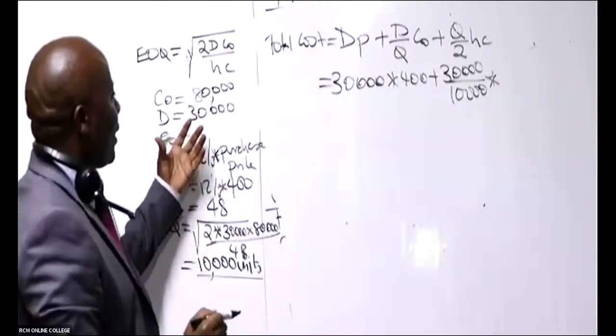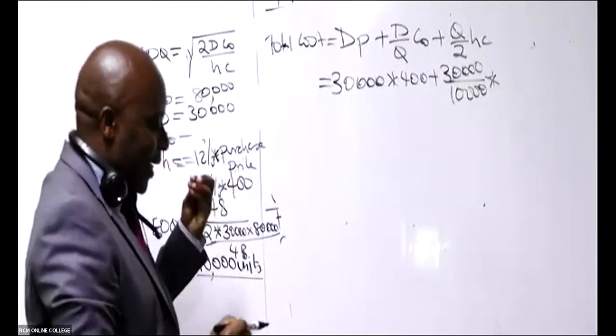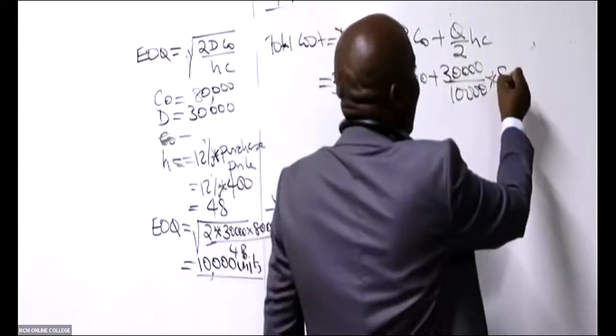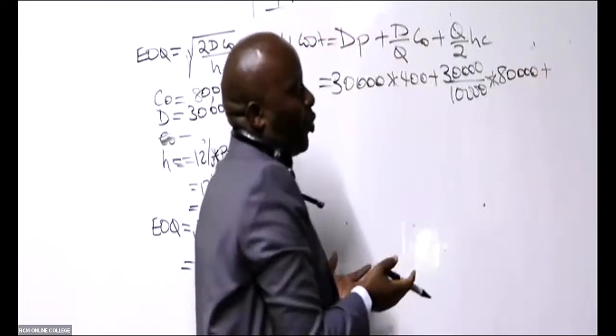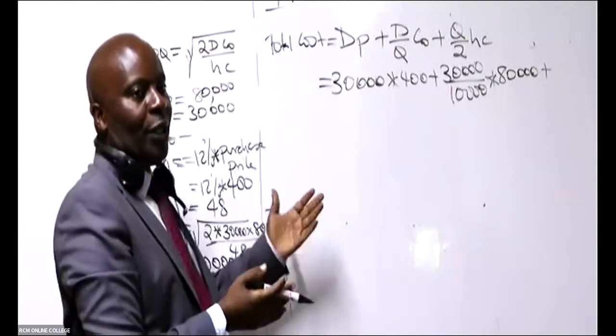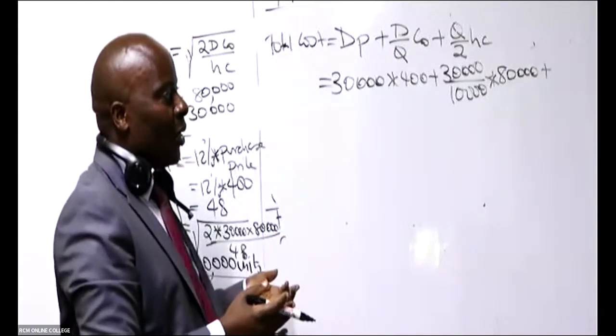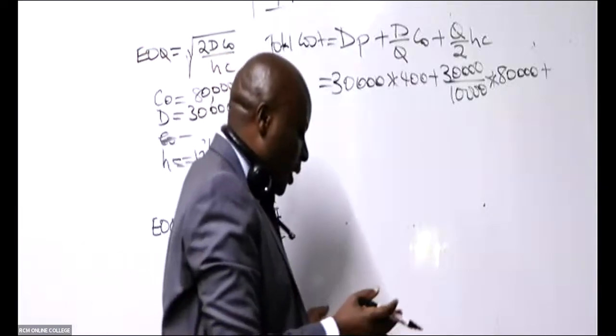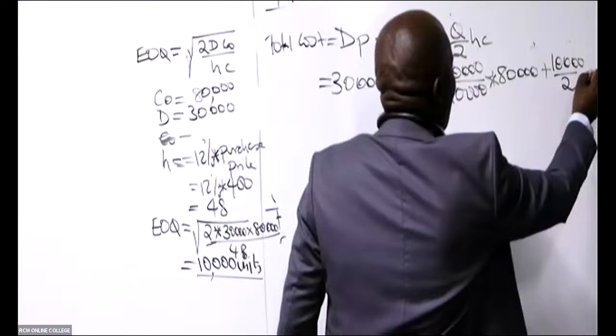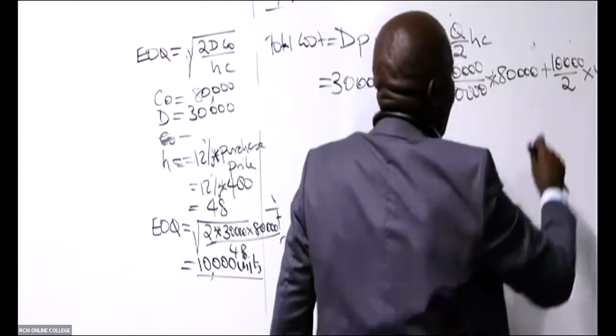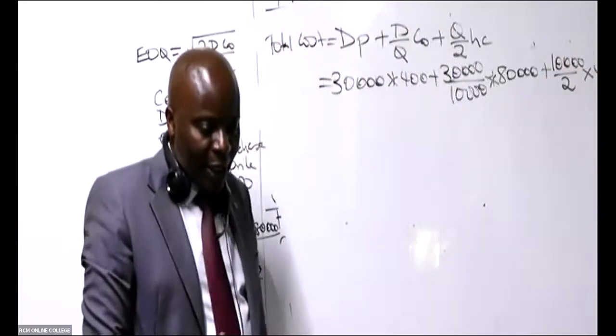The cost per order is how much here? It is 80,000. Cost per order is 80,000 plus, in this case, again Q over 2, the same quantity, which is the EOQ we are ordering. So the Q here is 10,000. 10,000 divided by 2 times the holding cost, which is 48.